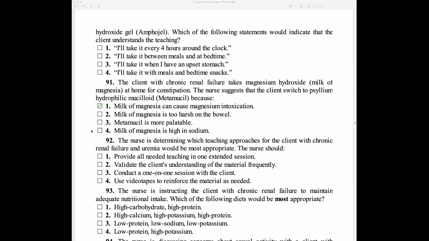We're going to skip to 93. Actually, we'll do 93 and then we'll do 92 next class. 93, the nurse is instructing the client with chronic renal failure to maintain adequate nutritional intake. Which of the following diets would be most appropriate?